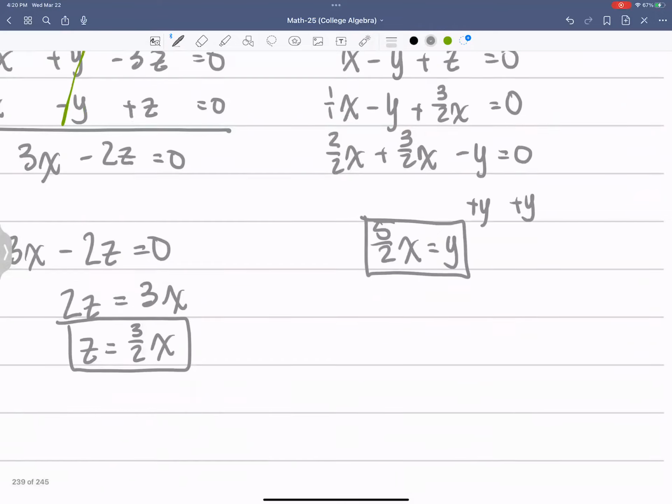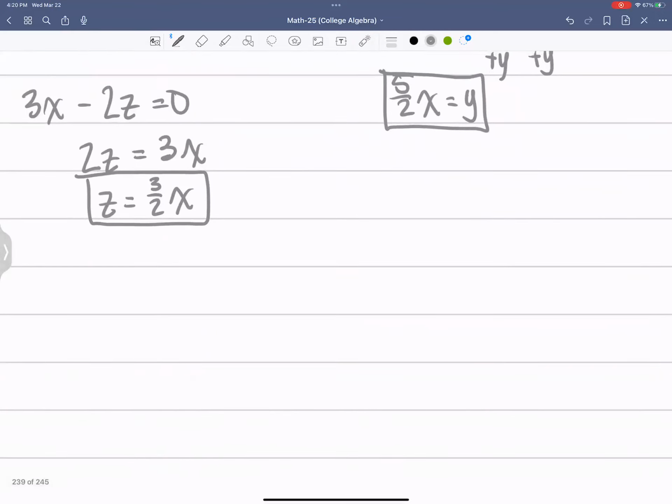So we said that x is going to be equal to x. y, we just found out, is 5 over 2 x, and z is 3 over 2 x. All of these are in terms of x, which makes it even better. So there we go.